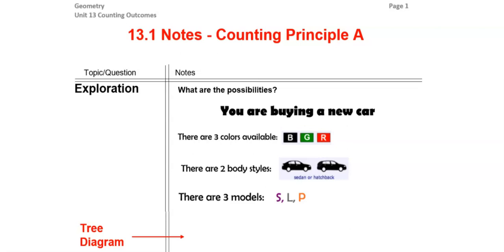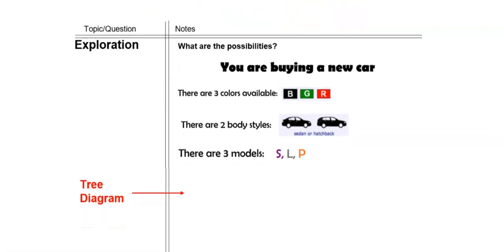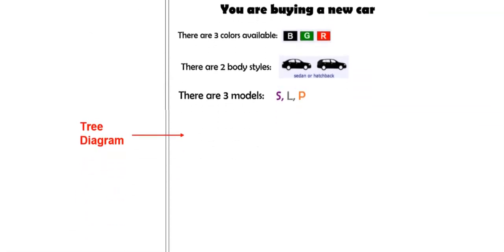So first thing we're going to do is make a tree diagram. What a tree diagram does is it is basically a visual of your sample space, or a picture of all of the different possibilities of cars that you could have. So I'm going to make this one a horizontal one, and you can draw your tree diagram however it best fits on your paper or however it makes the most sense to you, but I'm going to draw it this way. So I'm going to start with the color. So we could have a black one or a green one or a red car.